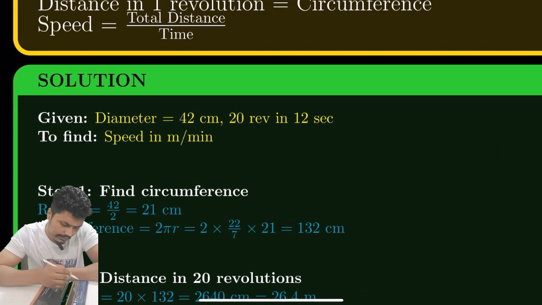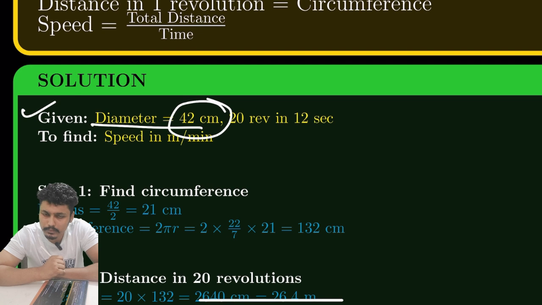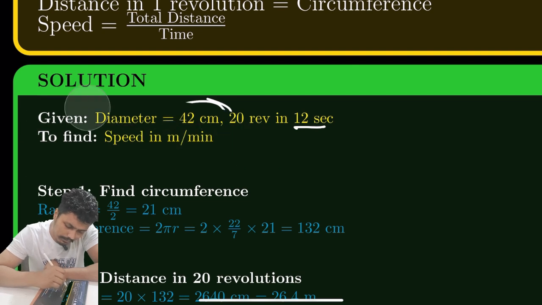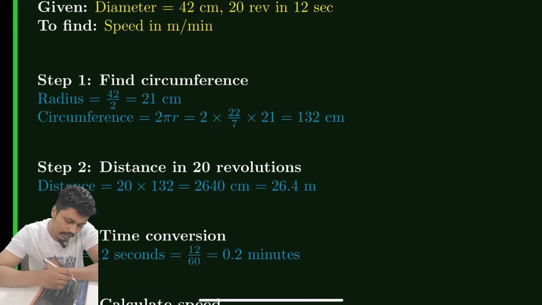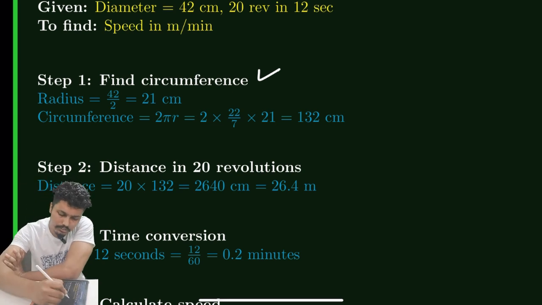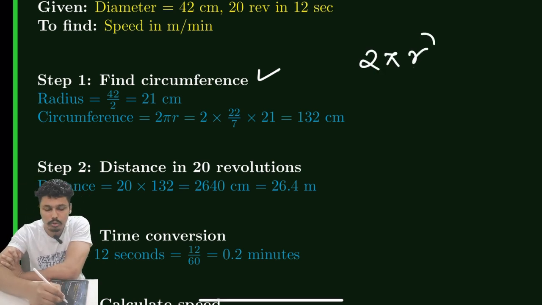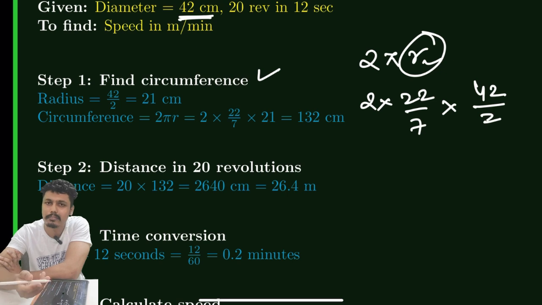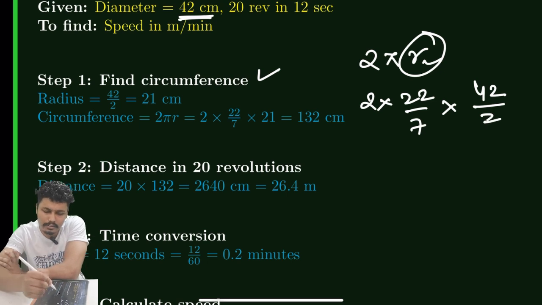Let's start. Given diameter is 42 centimeter, and another is 20 revolutions in 12 seconds. We need to find out the speed in meter per minute. First, we need to find the circumference. So circumference will be 2 pi r. We do not know r, so find r. Pi is 22 by 7. R is how much? The diameter is 42 centimeters, so 42 divided by 2. This is the radius, half of the diameter.